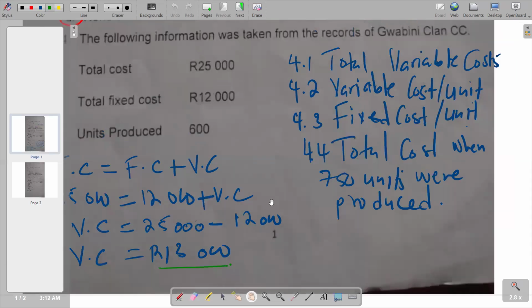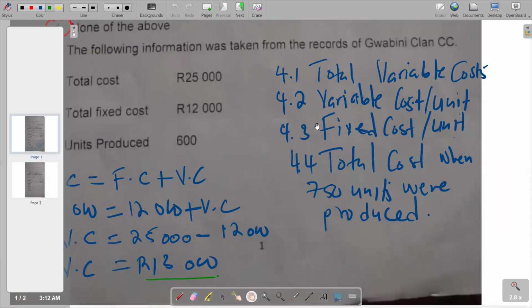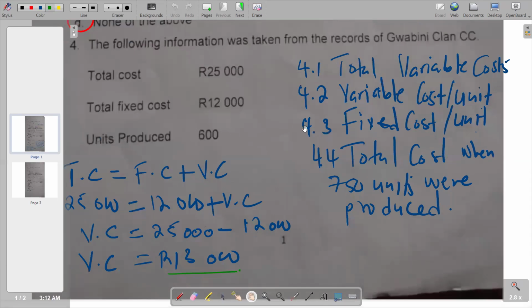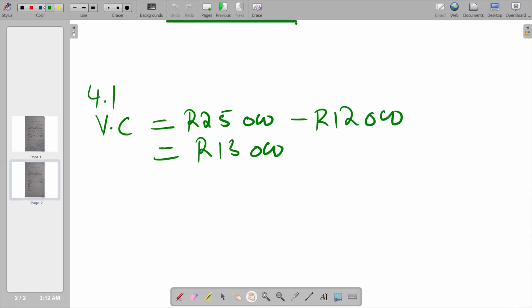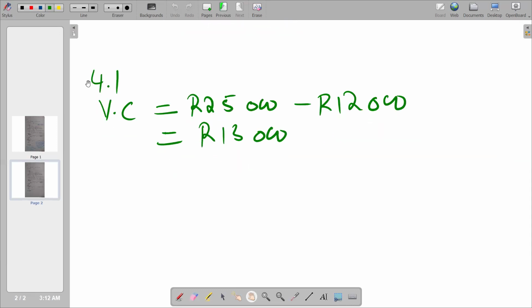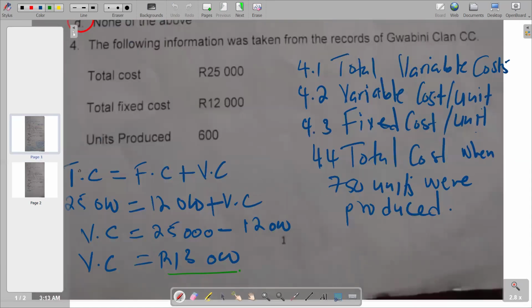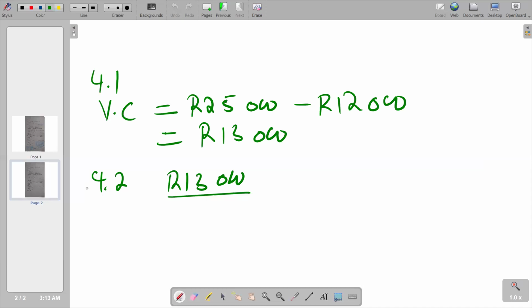Then the second part, it means the variable cost per unit. So we know that we have got 600 units, so you're going to say 30,000 divided by 600. So here we come, we say 4.2. We are saying 30,000 divided by 600. So we can as well try to calculate that, see what do we get.